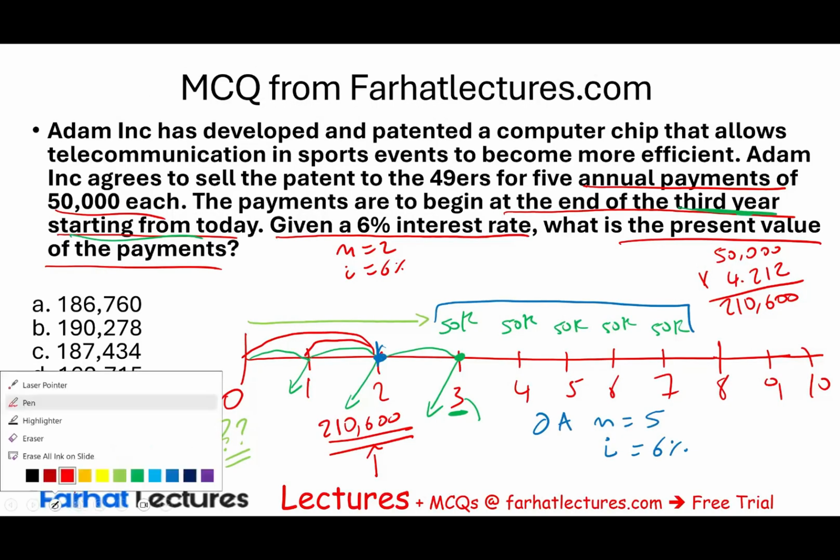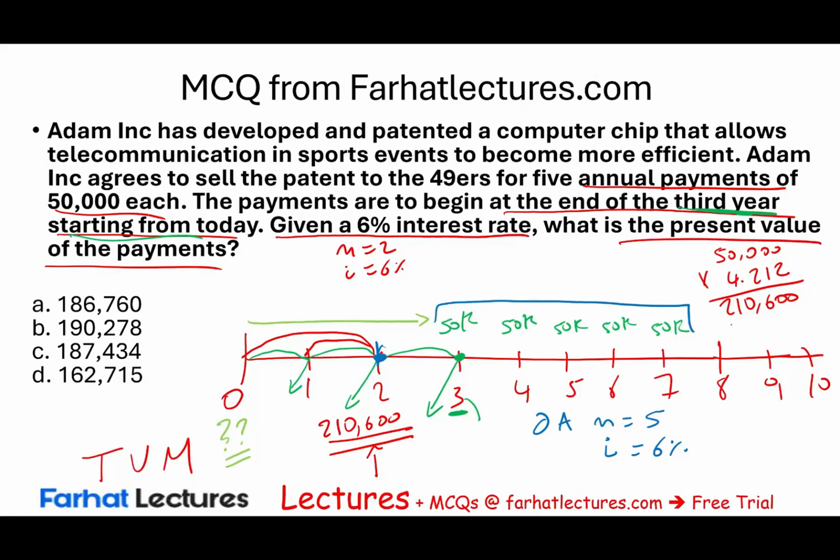Therefore, I am going to take this amount. Let me change colors here. I'm going to take $210,600 multiplied by 0.89 to bring this amount to time 0. So let me do that, multiplied by 0.89, and that's going to give me $187,434. Therefore, the answer is $187,434. Now, if you don't understand the difference between the present value of an ordinary annuity and the present value of a single amount, well, you cannot solve this question, because this question deals with the higher level, advanced level, which is a deferred annuity.